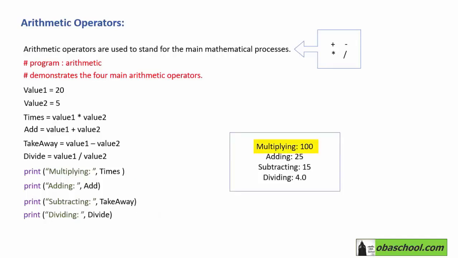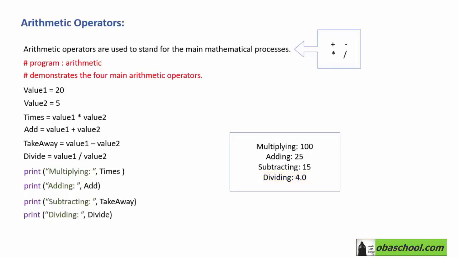So we will see this output on the Python shell. So first of all, we have the multiplying, which is 20 times 5. Then we have the adding, which is 20 plus 5, and here the answer is 25. Then we have the subtracting, which is 20 minus 5, and the answer is 15. And finally the dividing, which is 20 divided by 5, and the answer is 4.